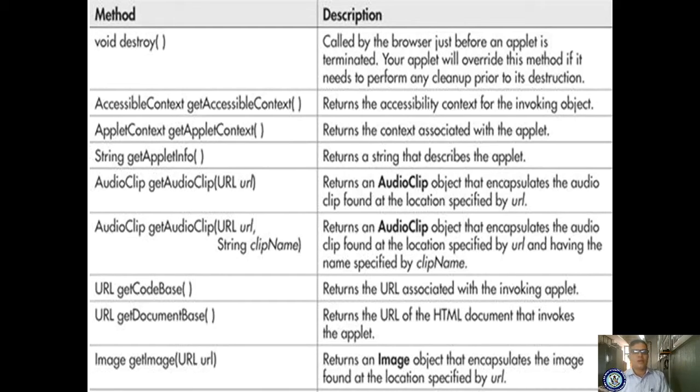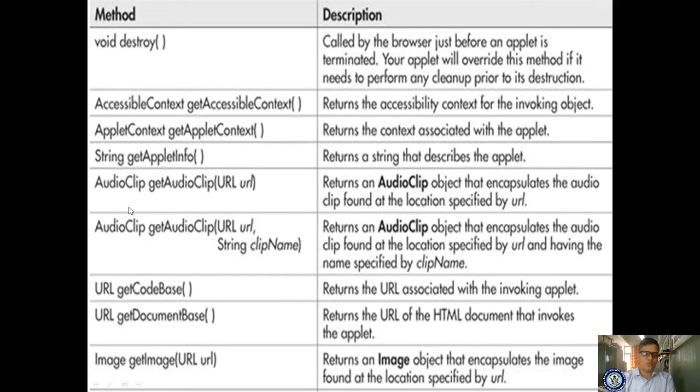Next, getAppletContext. Here getAppletContext returns the context associated with the applet. It returns the description associated with that applet. And next, String getAppletInfo. By using this method, it returns a string that describes the applet. So it also describes the information of that applet. Well, it is not required. Only this destroy method is required.